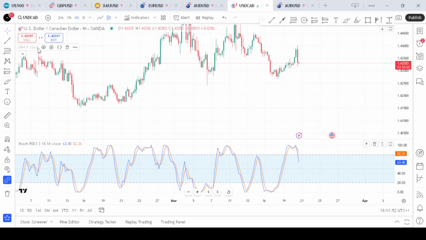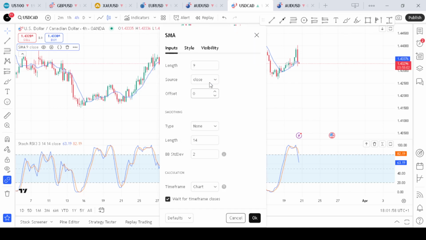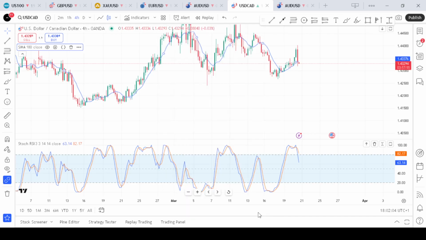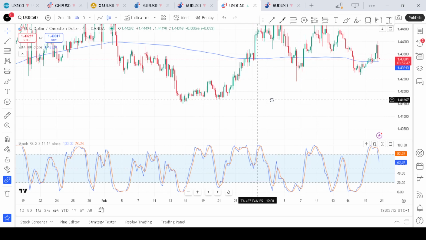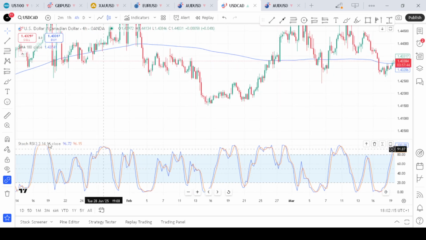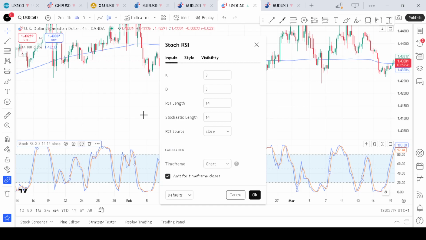The next step is to add a simple moving average of 180 period. Adding a 180 period simple moving average will help us with this strategy. This will serve as a trend filter and potential support and resistance level. Apply the stochastic indicator using the following settings. K has to be 3, D has to be 3, the RSI period has to be 14, and the stochastic length has to be 14. This is the setting for our stochastic RSI, or Stoch RSI.